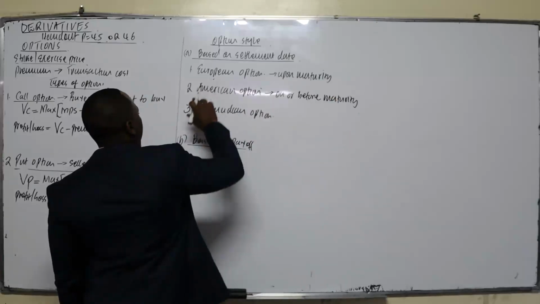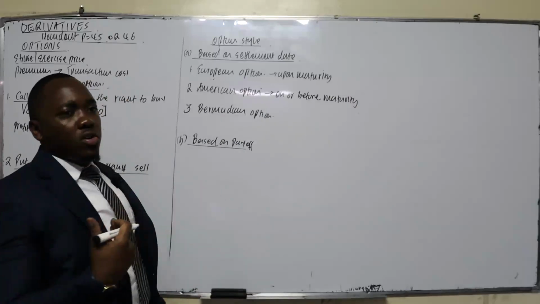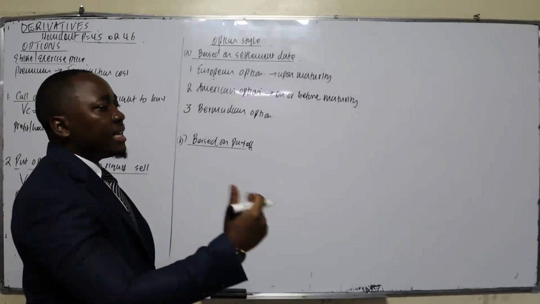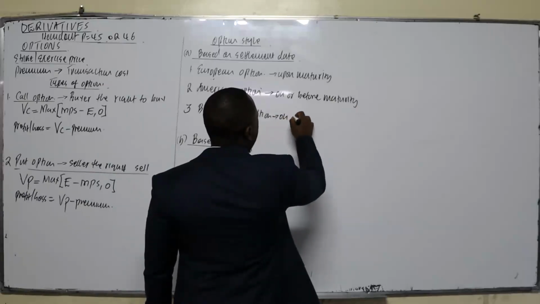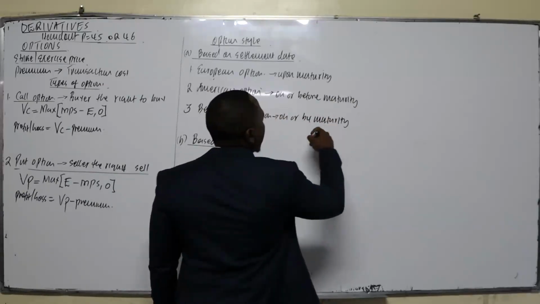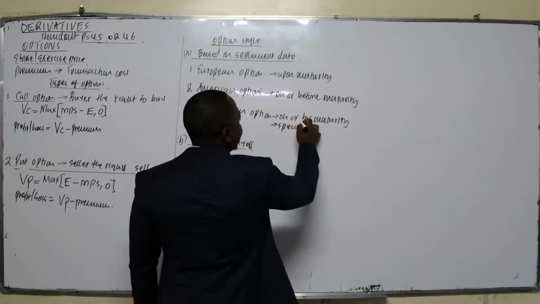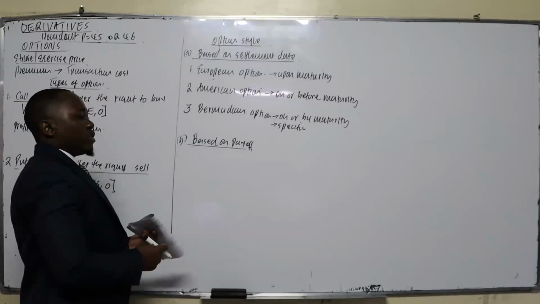Then Bermudian is more like American. It's an option whereby you can exercise on or before the maturity period, but in this case, you have to specify the date in advance. There you can exercise on or before maturity, but you need to specify the date. So you need to be specific. Those are the three types of option based on the settlement date.